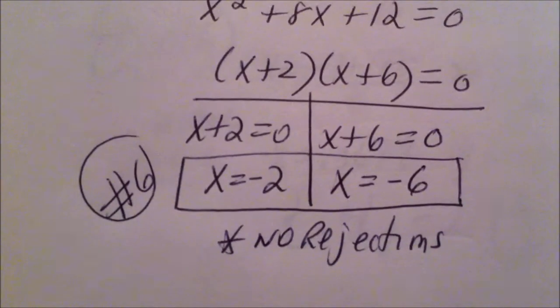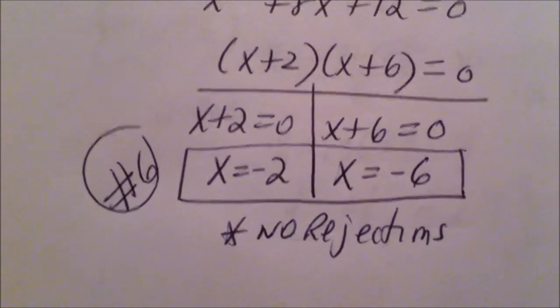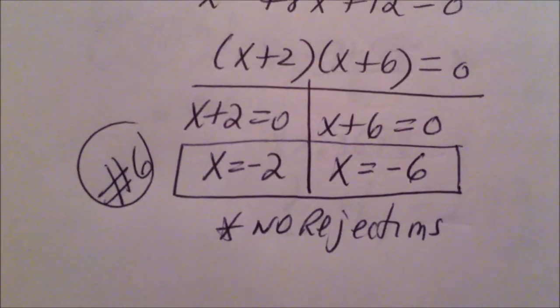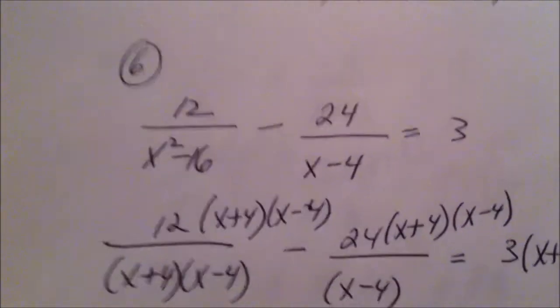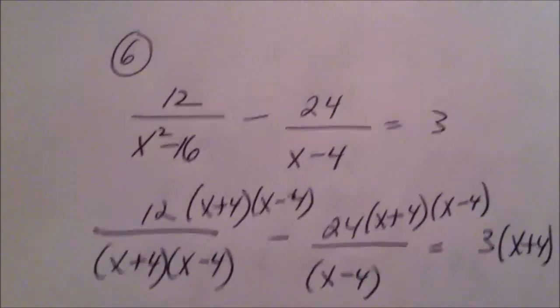There are two numbers to answer question 6, rather. X is -2 and X is -6. There were no rejections. And number 6, the problem was a rational equation. Fancy word for an equation with fractions in it.